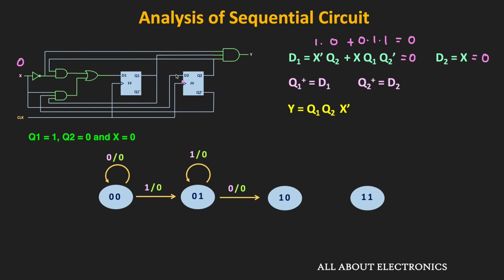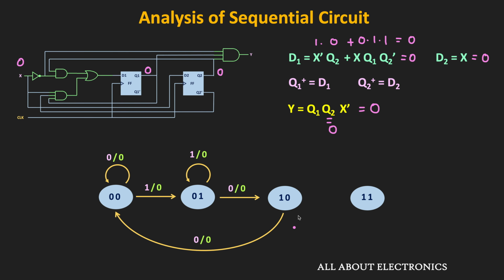That means at the next clock edge, both these outputs Q1 and Q2 will become 0. And therefore, at the next clock edge, the circuit will do a transition from 1-0 to 0-0. And in this condition, if you see, then this output Y will remain 0. Because here, this Q2 is equal to 0. So we can say that in this transition, the output Y is equal to 0.